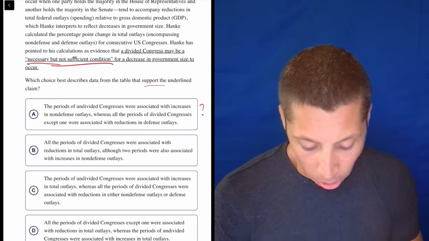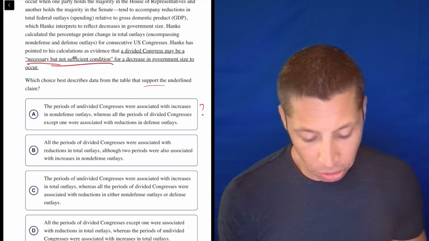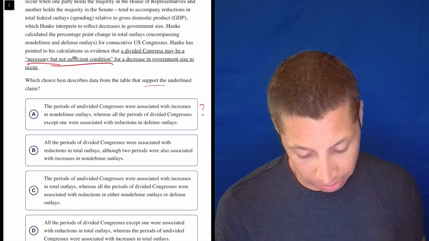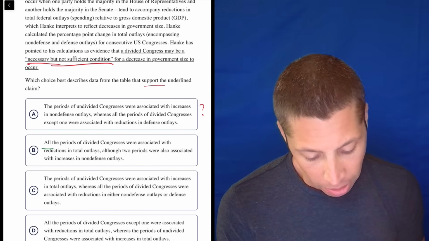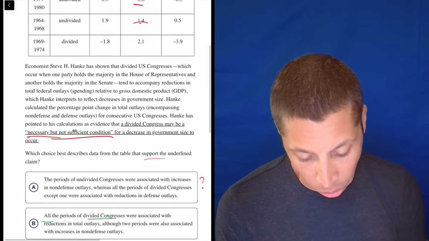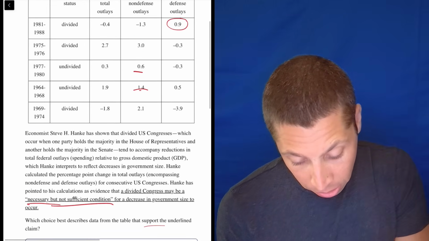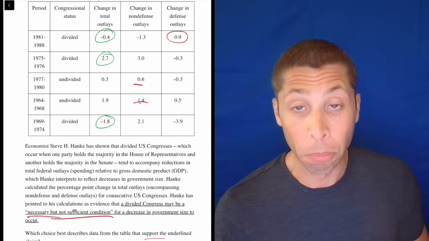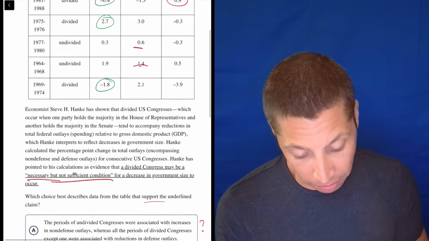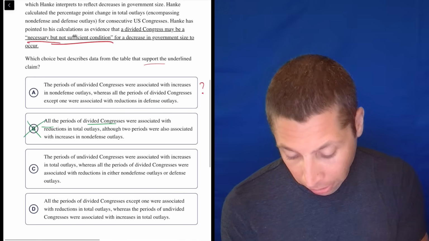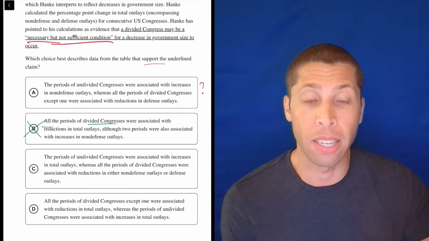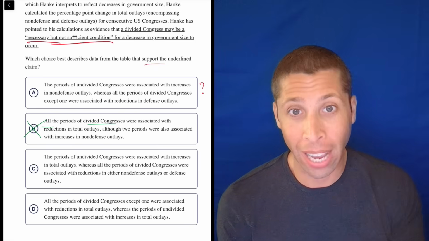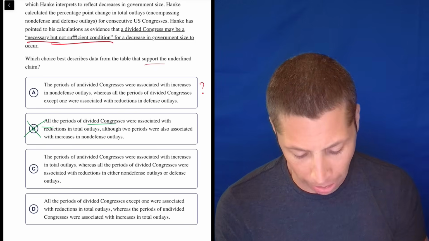Let's move on. B, all the periods of divided Congresses were associated with reductions in total outlays, although two periods were also associated with increases in non-defense outlays. So all periods, that's pretty strong, of divided were reductions in total outlays. So divided, here's a reduction, but here's not a reduction. So that's just not even true. So that's just not true because of that 2.7 there. So no, I don't even need to bother reading the choice. This is the benefit sometimes of these, is even though the choices are long, you can think of them as composed of other little choices and test each of those separately. Don't try to hold all that info in your head.